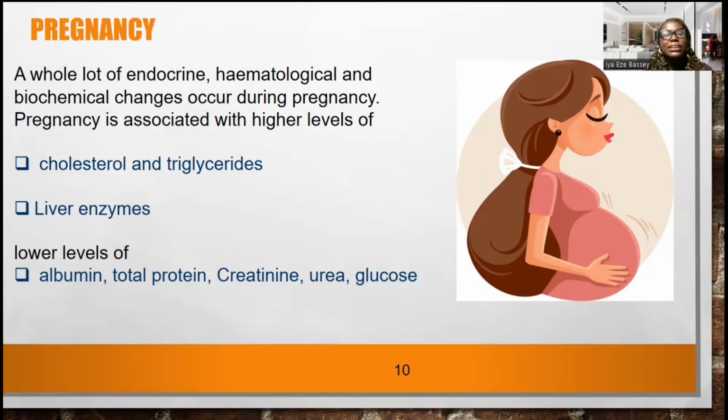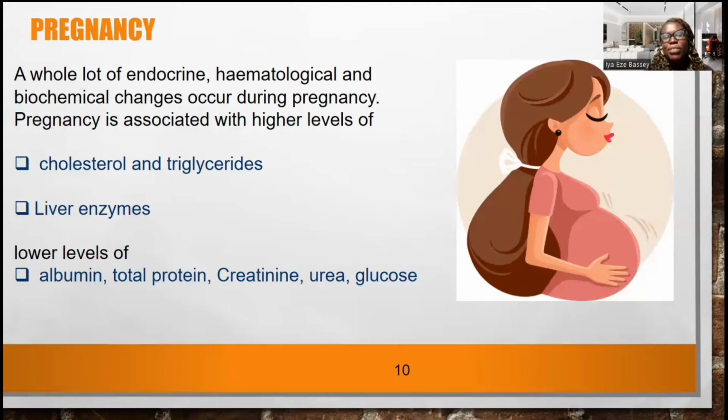So you will find out that people who are pregnant will have higher levels of cholesterol and triglycerides. They will also have a higher level of liver enzymes, and specifically the alkaline phosphatase will be high in pregnancy, because in pregnancy, the placenta produces a kind of alkaline phosphatase called placental alkaline phosphatase, the isoenzyme, which also would raise the alkaline phosphatase level. So you have to be careful when interpreting liver enzyme results for pregnant women, especially the alkaline phosphatase.